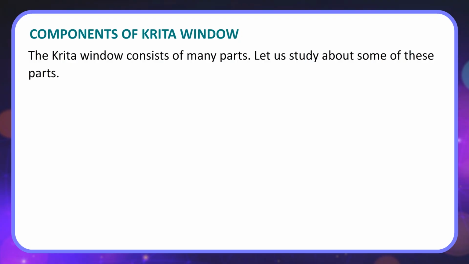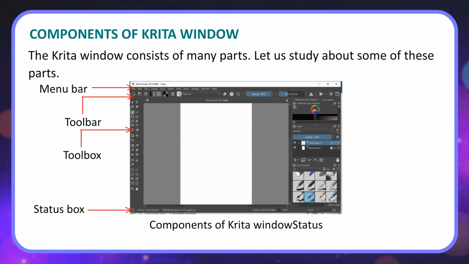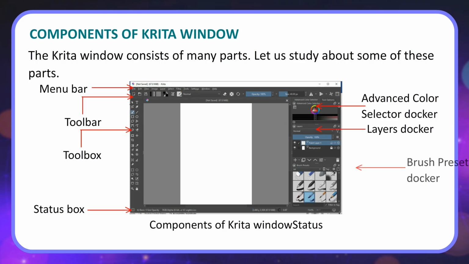Components of Krita window. The Krita window consists of many parts. Let us study about some of these parts. Components of Krita window. Menu bar. Toolbar. Toolbox. Status bar. Advanced color selector docker. Layers docker. Brush presets docker.